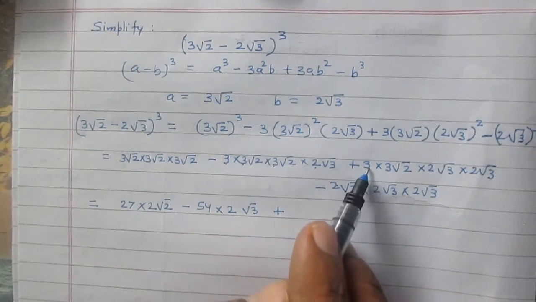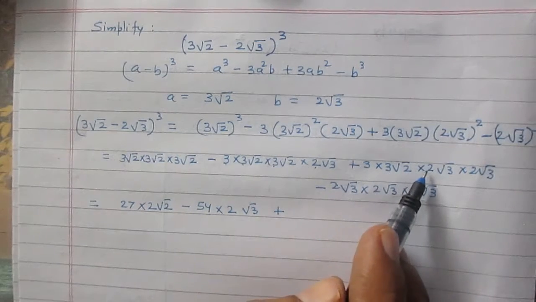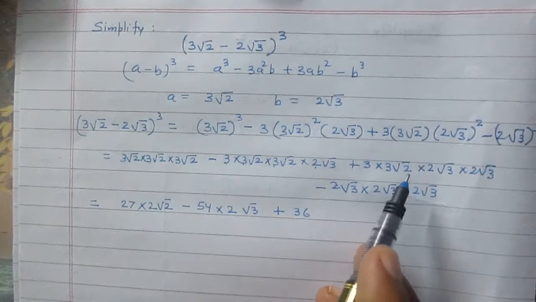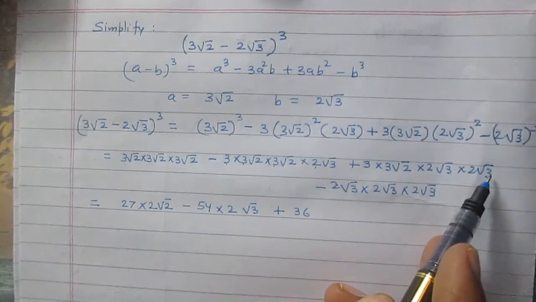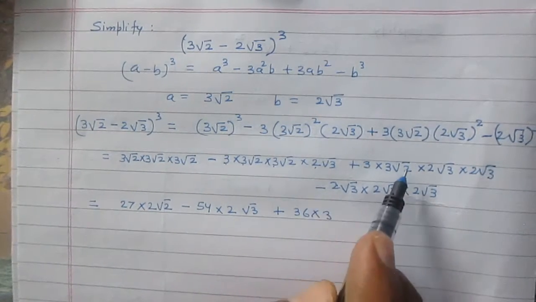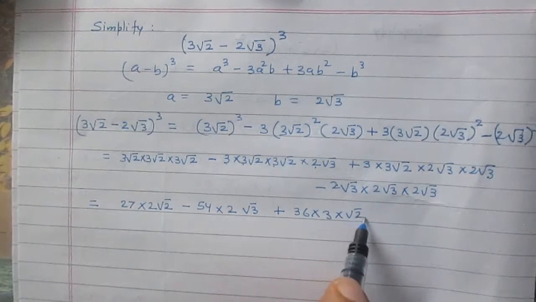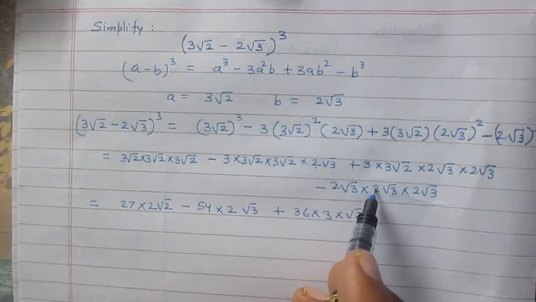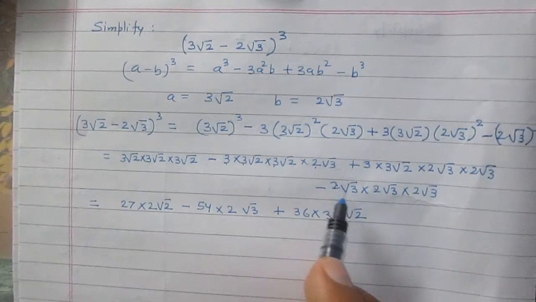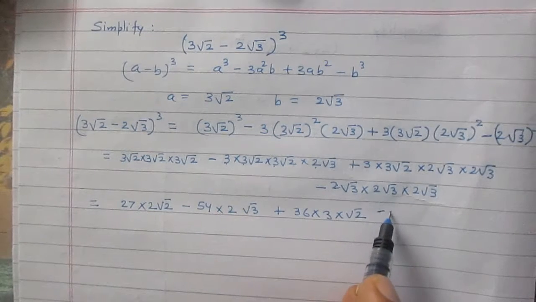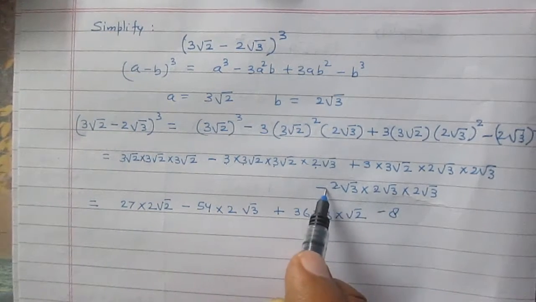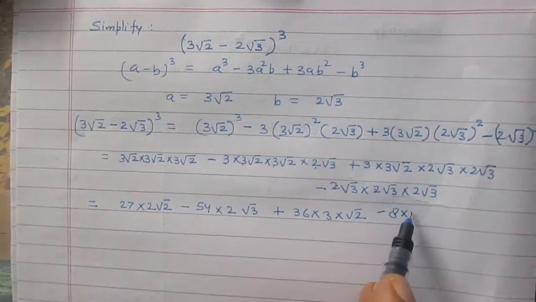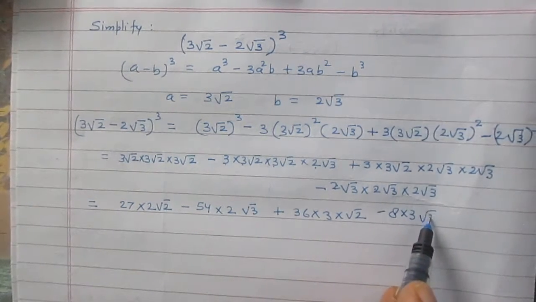Third term plus 3 3s are 9, 9 2s are 18, 18 2s are 36. Now √3 and √3 is 3. Next term is √2. The last term: 2, 2 and 2, that is 8. 2 2s are 4, 4 2s are 8. So it is minus 8 because of this negative sign. √3 and √3 is 3. The next term is √3.